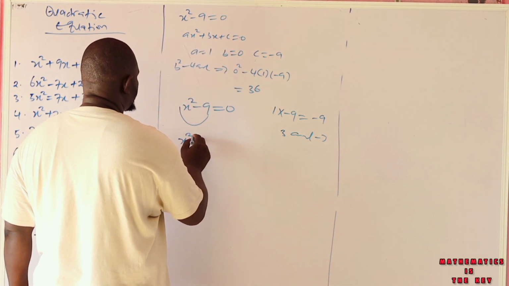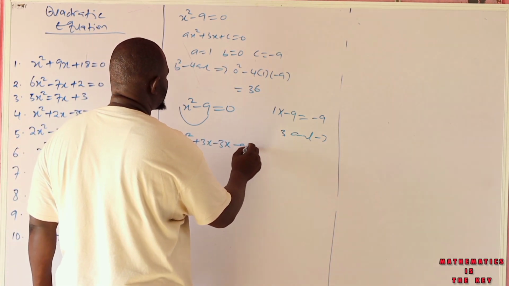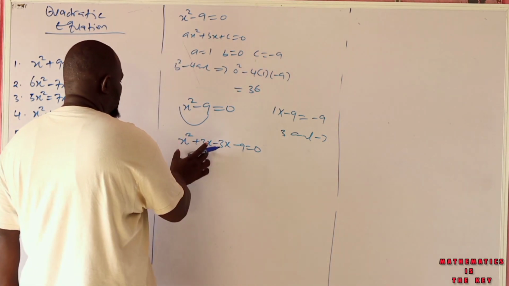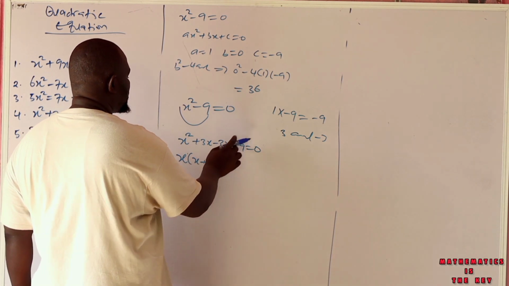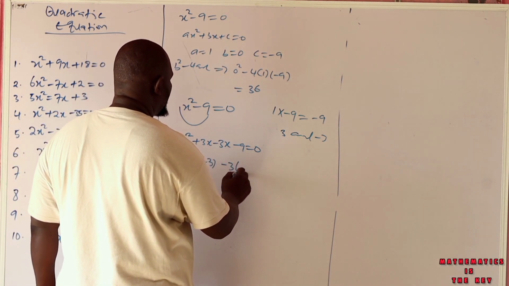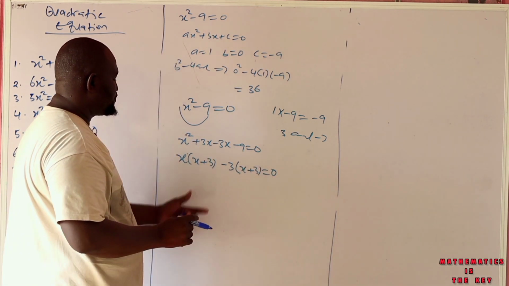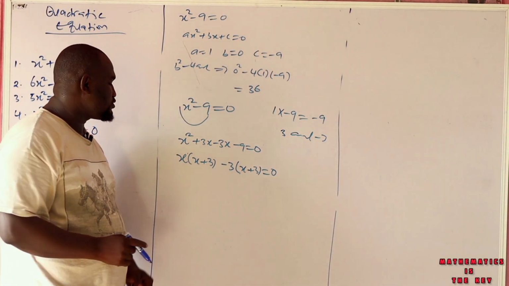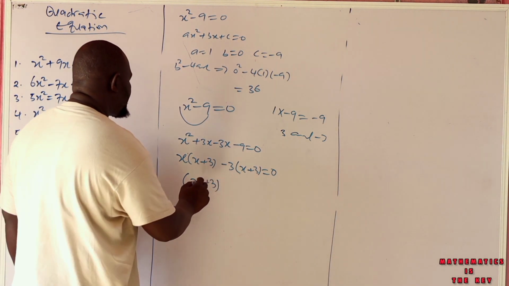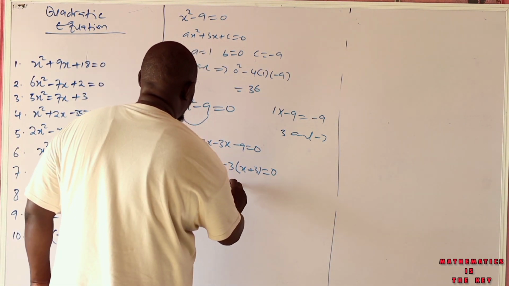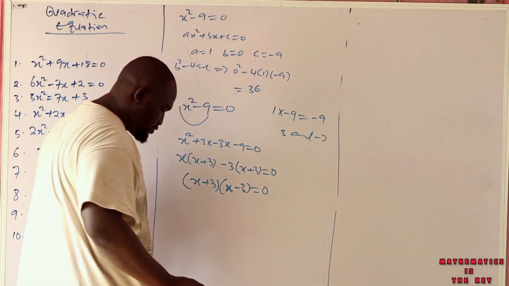So we are going to have x squared plus 3x minus 3x minus 9 is equal to 0. On this side, x is common. We'll have x plus 3. On this side, minus 3 is common. Bring it out. We'll have x plus 3 as well in the bracket is equal to 0. So x plus 3 is common to both sides. We factorize it out. We'll have x plus 3. Then on this side, we have x, and here we have minus 3 is equal to 0.